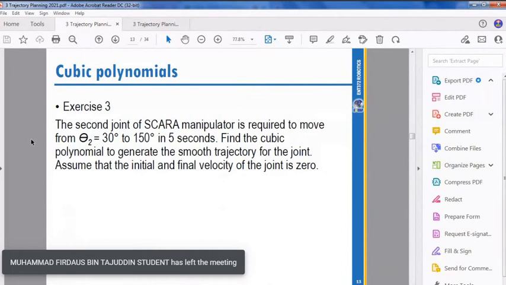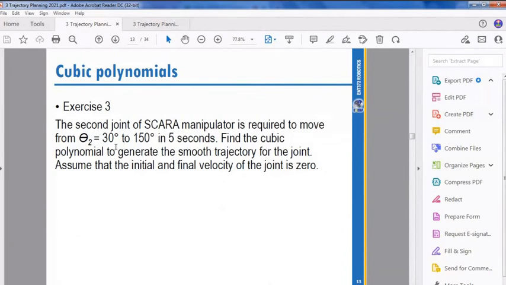And this example, this is direct value. So he gives a direct value, move from 30 degree to 150 in 5 seconds. So this is a direct question.